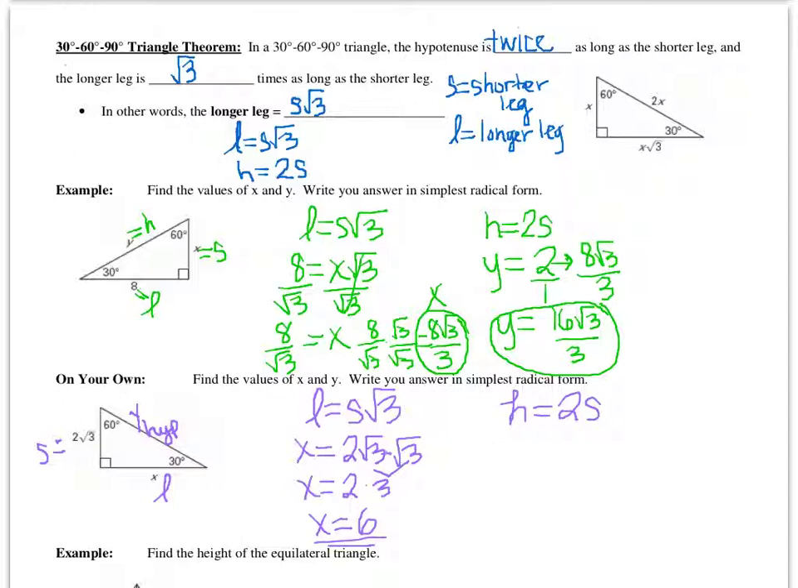My other one, hypotenuse, well, hypotenuse is y, equals 2 times my shorter leg. And my shorter leg is 2 times the square root of 3. So y equals, I can combine these two, 2 times 2 is 4 times the square root of 3. And there's the y value, my hypotenuse.